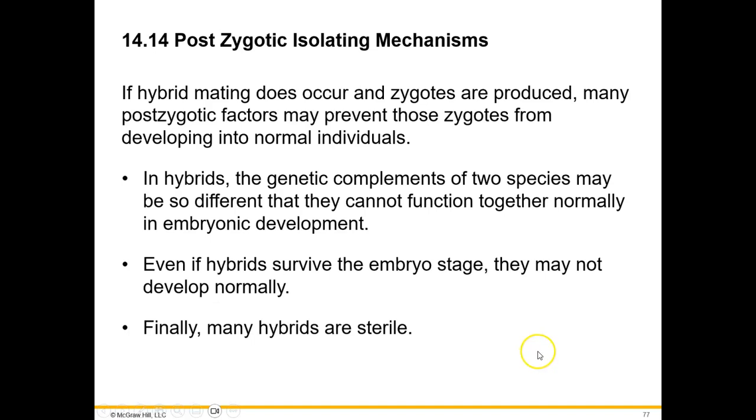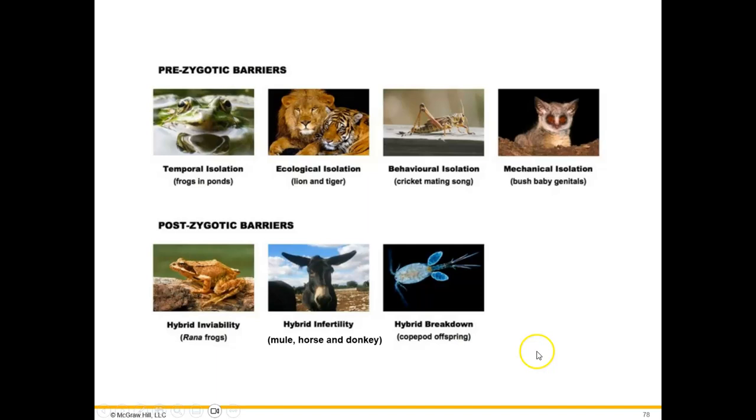In this instance, we've got hybrids where the genetic complements of two different species could be so different that they can't function together normally in the embryonic development. And in this case, even if the hybrids do survive that embryo stage, they're not going to develop normally. Or maybe they'll develop to adulthood, but those hybrid organisms will be sterile and not be able to produce viable offspring of their own.